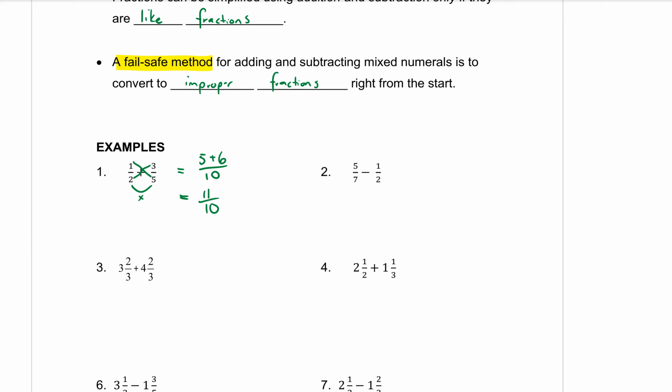Actually, before I finish, that is an improper fraction. So I can change that into a mixed numeral. There would be one lot of 10 in that 11 with the remainder of 1 out of 10.